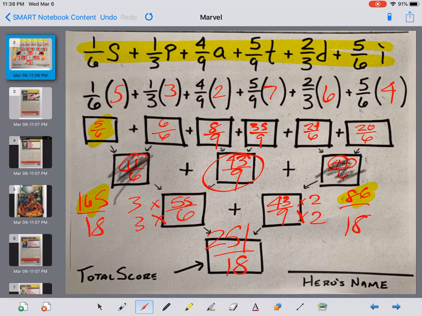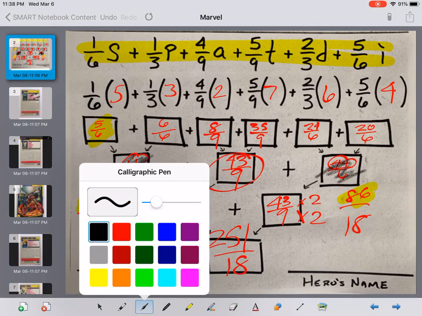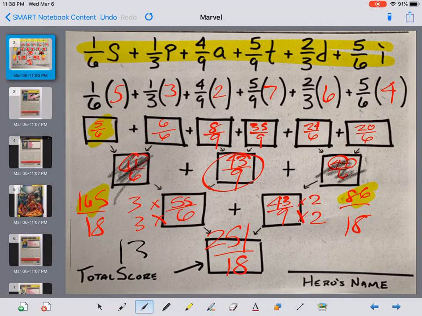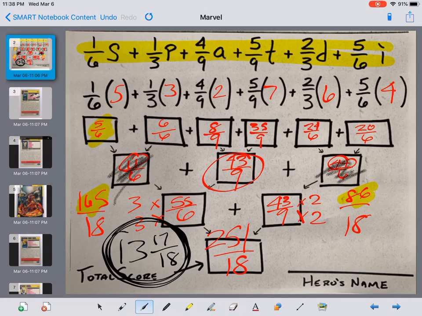Okay. And to be honest, I should just really reduce this. 18 into 251 goes a total of 13 times. Okay. So for the final score, it's 13, and there's a leftover. There's 17 left over from that division. And just throw that back over the divisor. And so here's my total score for Ultron: 13 and 17/18.